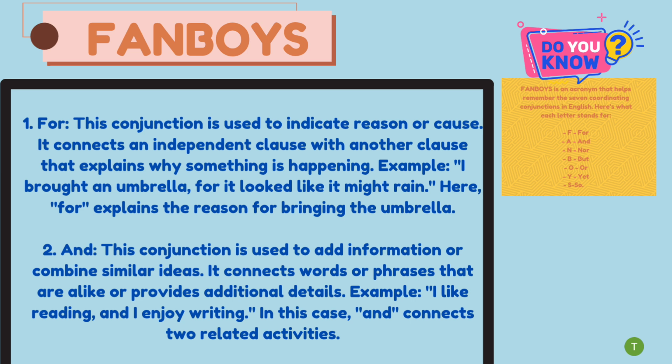Second one is and. This conjunction is used to add information or combine similar ideas. It connects words or phrases that are alike or provides additional details. Example: I like reading and I enjoy writing. In this case, and connects two related activities.